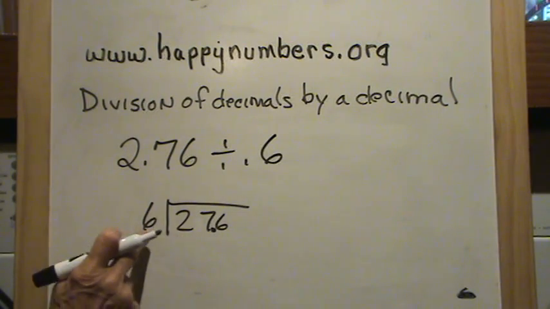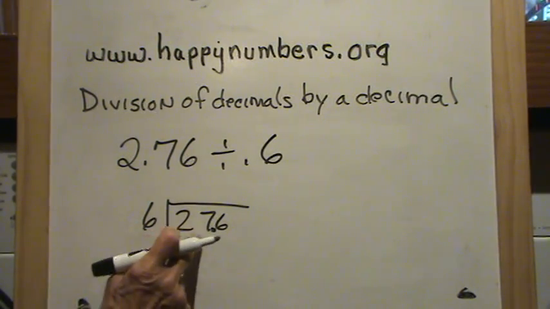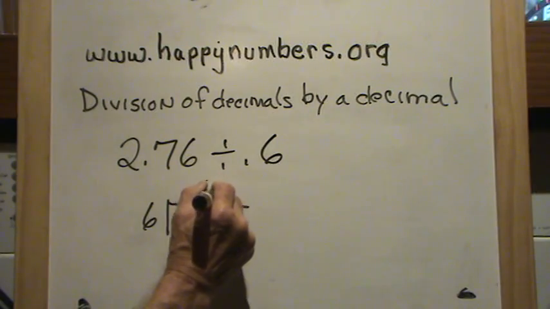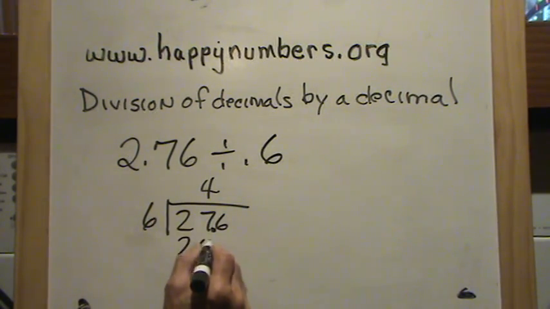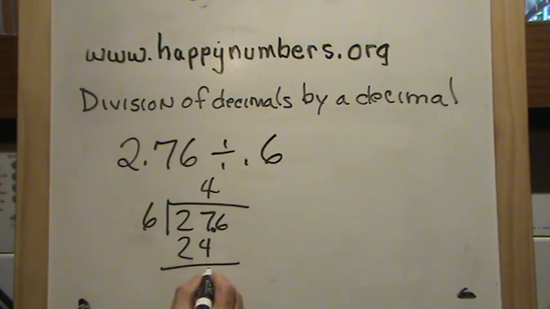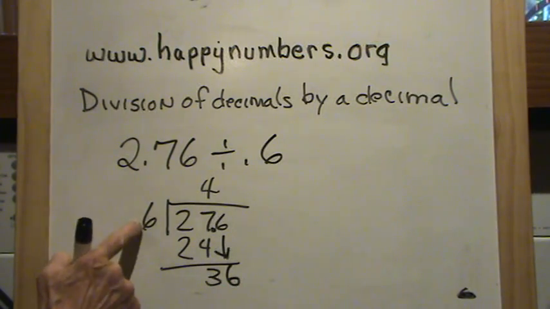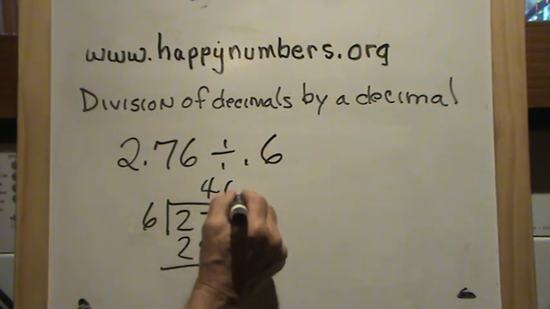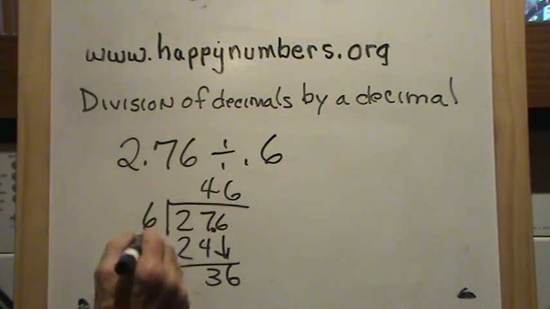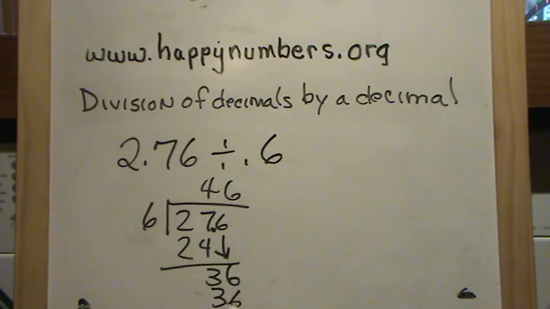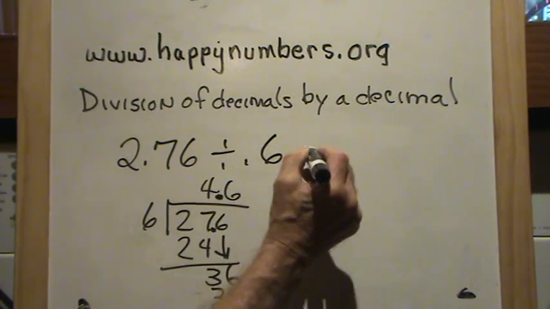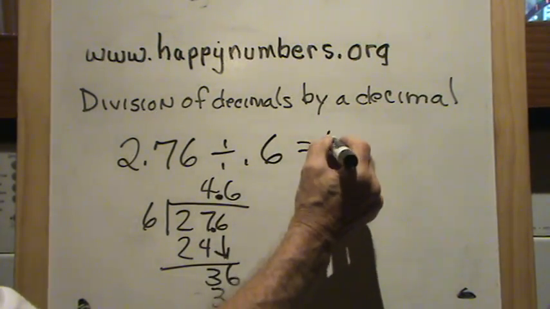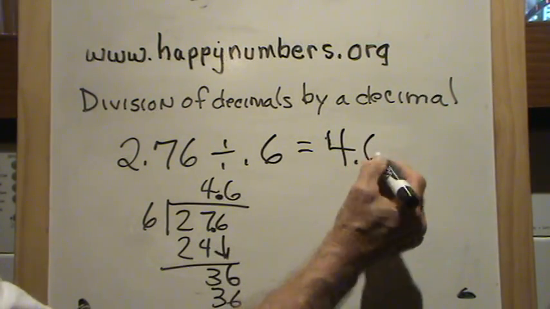6 cannot go into 2 because 6 is too large, but 6 can go into 27 4 times. 4 times 6, 24. We subtract, we get 3. We bring down our 6. 6 goes into 36 6 times. 6 times 6 is 36. 0, so the problem is done. Now we just bring our decimal up. So the answer is 4 and 6/10.